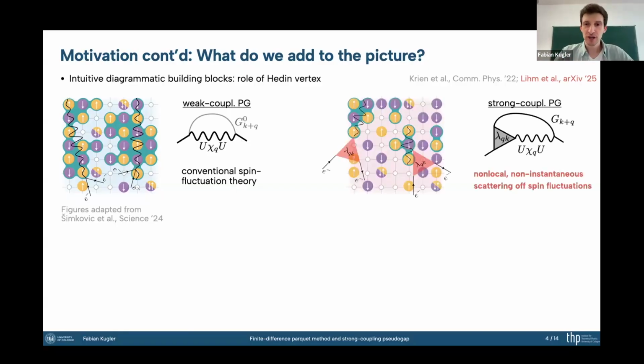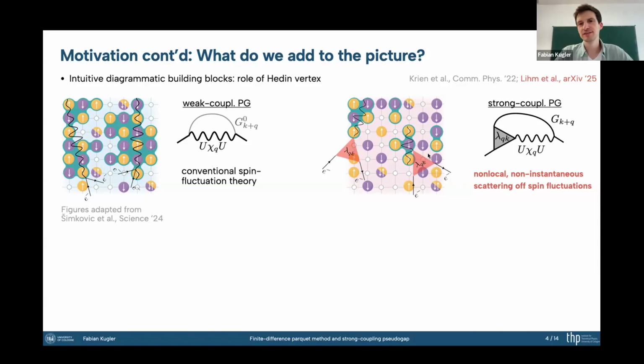Now, as we go to the strong coupling pseudogap, the spin fluctuations are much less pronounced. They're much shorter ranged. So how can they still manage to open a pseudogap? They can do that because the electrons already feel these spin fluctuations at a distance. They scatter off of them non-trivially in a non-local, non-instantaneous manner as described by the Hedin vertex.